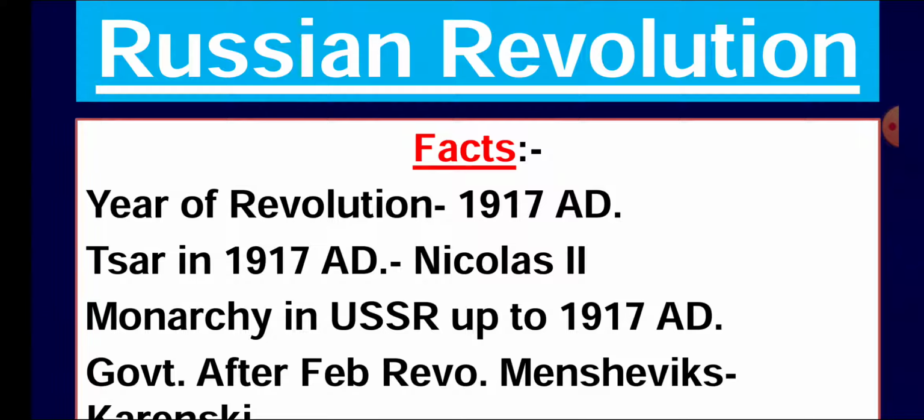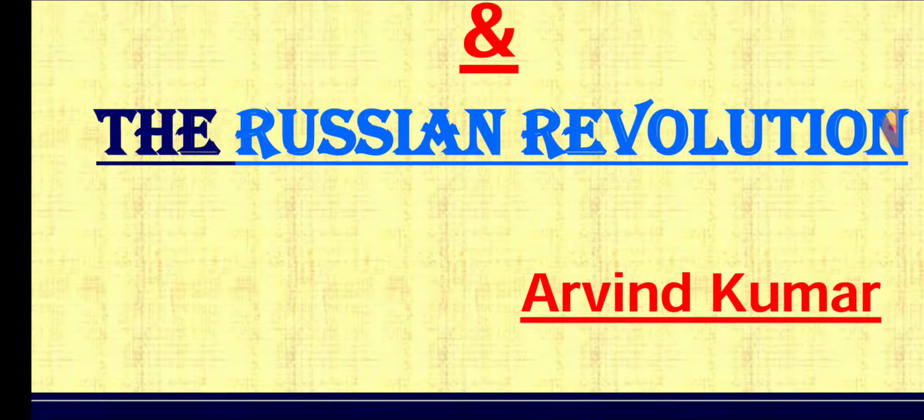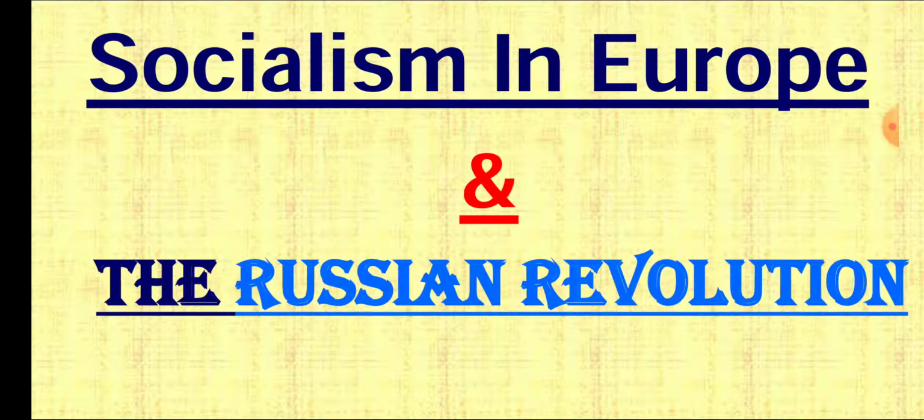In simple words, we may understand that when any government, whether it is monarchy or dictatorship, is replaced by democratic ideas or a new social order, it is known as revolution. As we have seen in the beginning of the chapter, the chapter's name begins with Socialism in Europe.